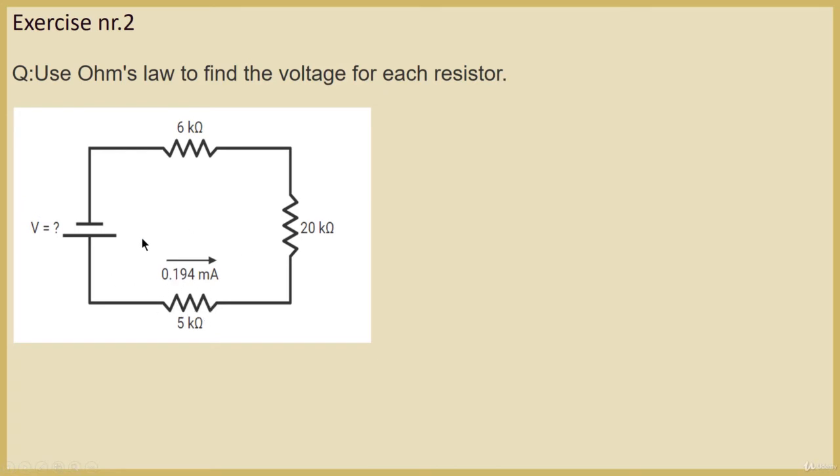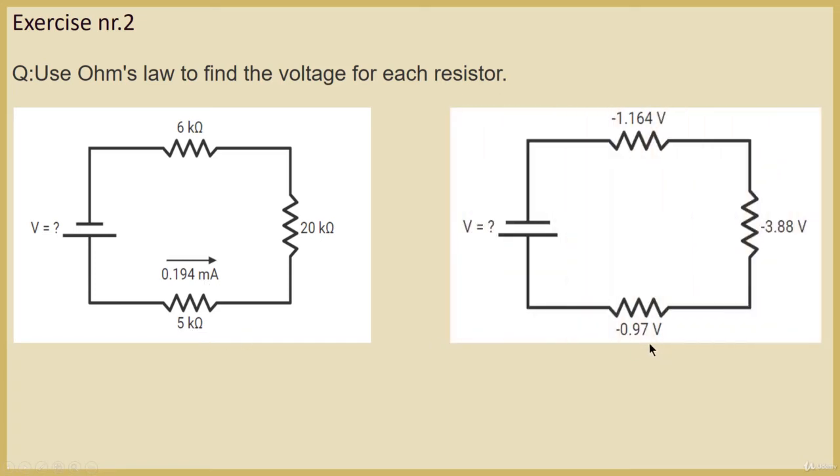So voltage is equal to current times resistance. So 0.194 milliamps times 5 kilo ohms is equal to 0.97 volts. 0.194 milliamps times 20 kilo ohms is 3.88 volts, and so on. But wait a little bit. Why are these values negative?